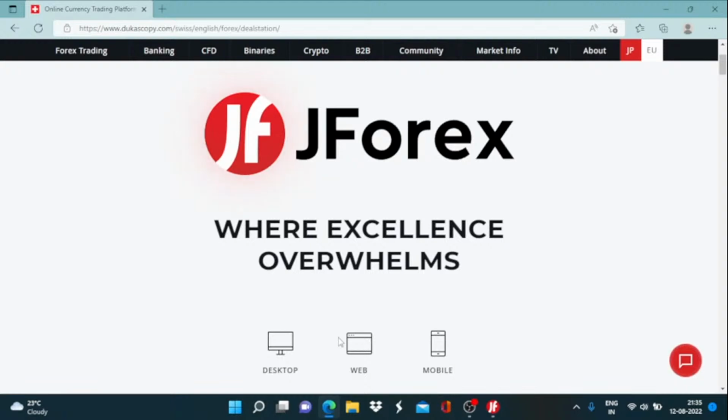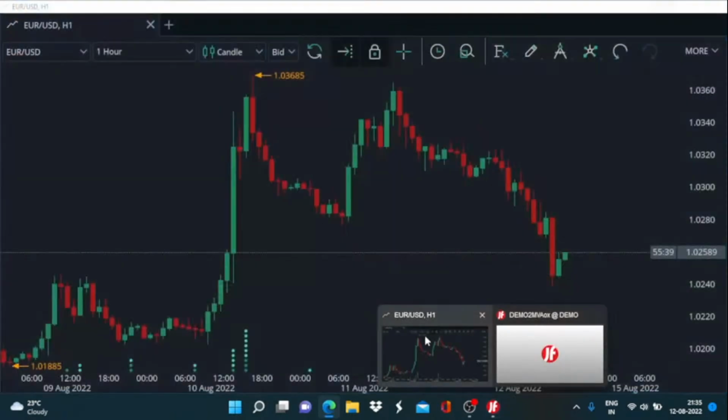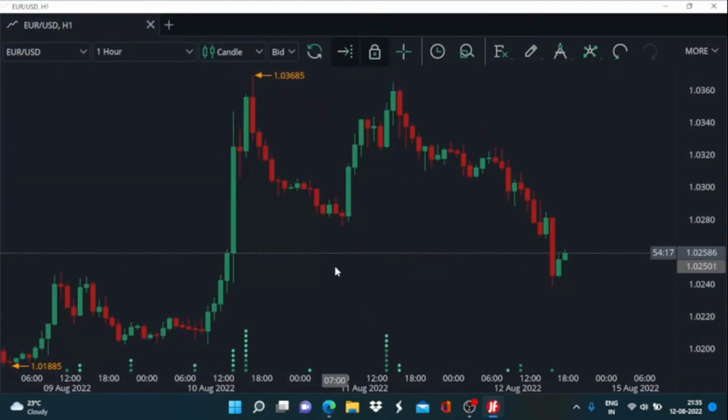So this is a multi-purpose indicator which you can utilize in multiple ways to look at the dynamic price structure for any given financial instrument. Let us now head to the JForex 4 platform, which has been developed by Dukascopy Bank SA.